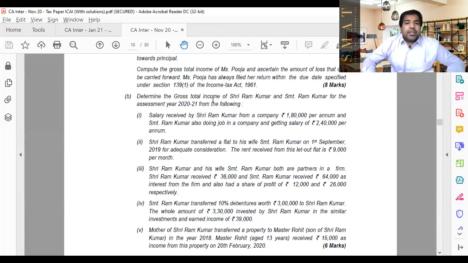The question asks to determine the GTI of Sri Ram Kumar and Srimati Ram Kumar. So I will call Sri Ram Kumar Mr. and Srimati Ram Kumar Mrs. See how confusing they make it sound, but Mr. and Mrs. is what we will write.